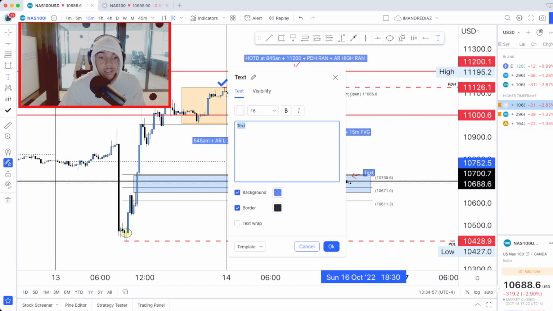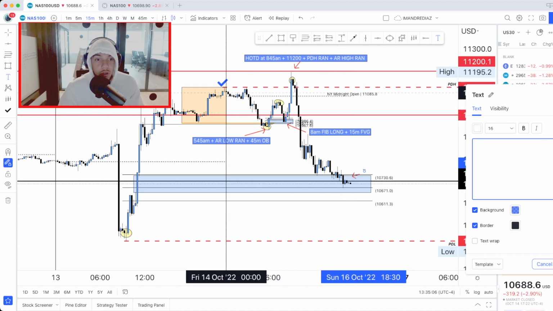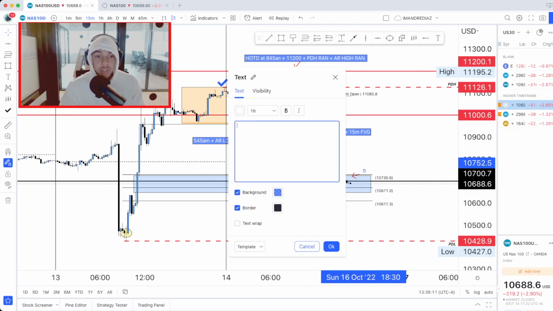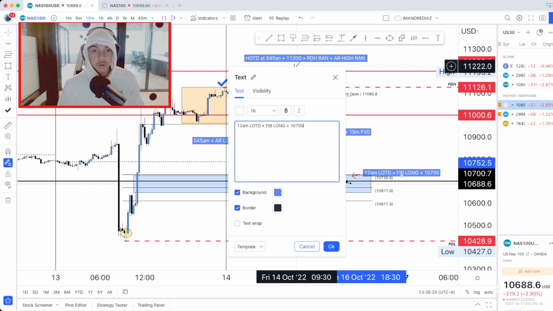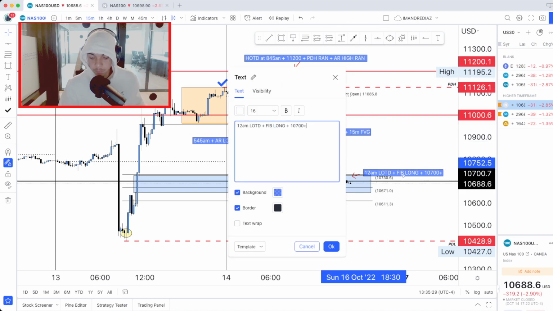And also keep in mind, this is something I want you guys to keep in mind. This is the second day in a row that price ended up closing off at 12 a.m., close off at the high of the day, because these are trending days. Let's annotate this. 12 a.m. low of the day at the fib long from the previous day's low to the current day high at 10,700 big figure level at the 15-minute fair value gap.